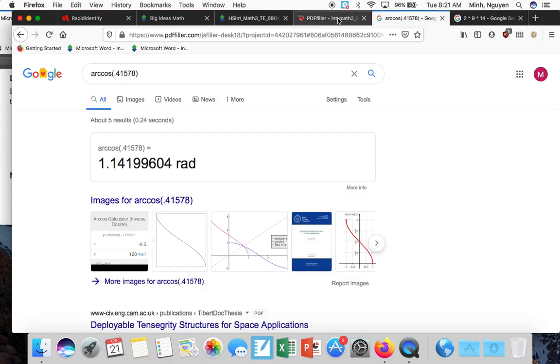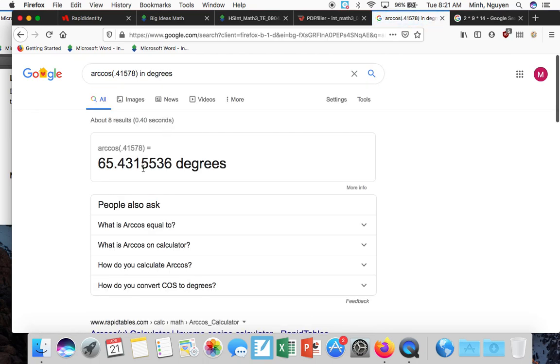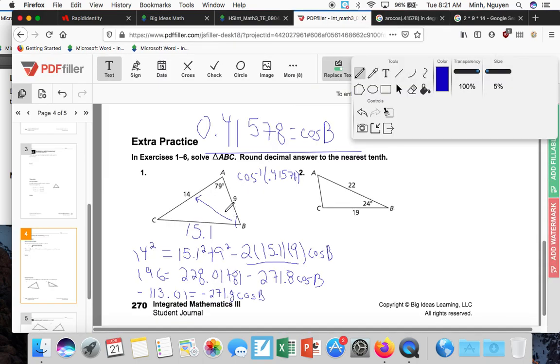How do I get the answer in degrees? Well, I could multiply by 180 over pi. But let's just do it in degrees; we're going to use a calculator. It's just going to be so much faster. 65.43. So you can do 180 minus 79 minus 65.4 to get the remaining angle.